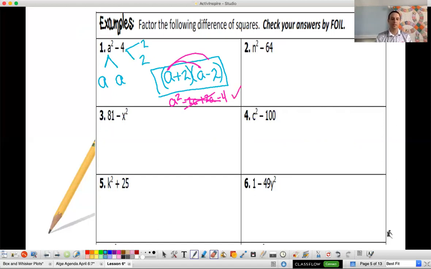All right, let's take a look at this next one. What about number 3? What are the numbers that make up 81? If I take the square root of 81, what do I get? 9 and 9, exactly. What about x squared? x and x, yeah. I love it when they're written just like x squared, because then I know it's just the two x pieces. Now, I'm going to ask you, which way should I write it? Option 1 or option 2?